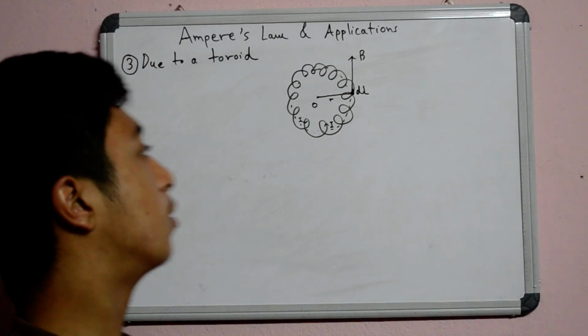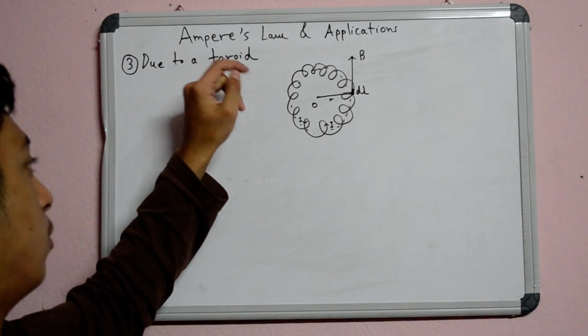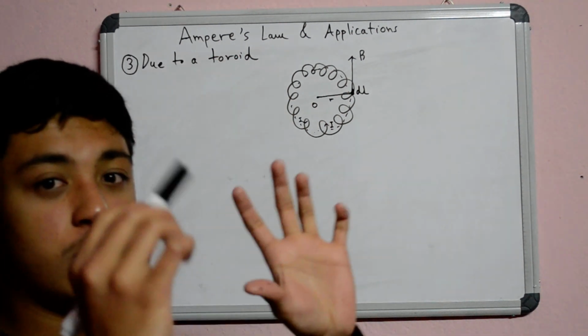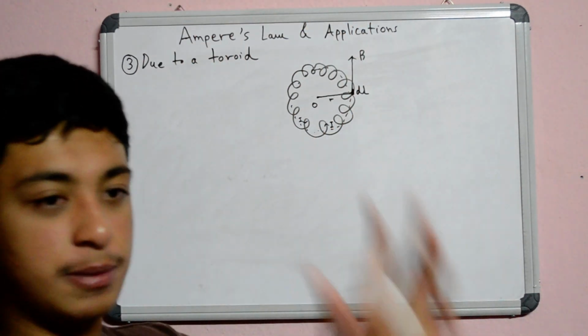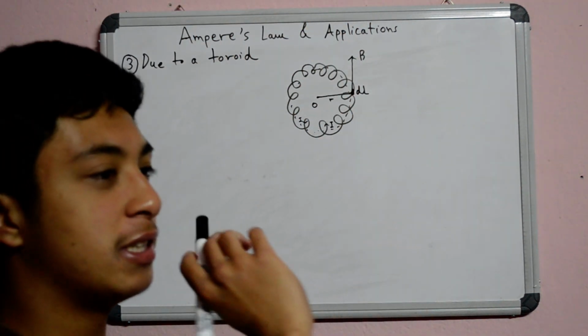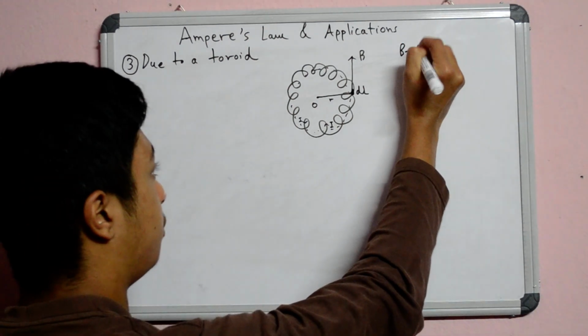Hello everyone, welcome to Ampere's law and its application, the third application due to a toroid. Now what is a toroid? Well, it's simply a solenoid bent into a circular shape. So here, this is basically a solenoid, meaning its magnetic field should also come as B = μ₀Ni.